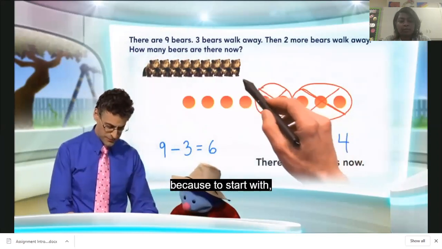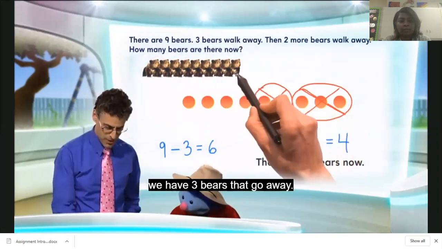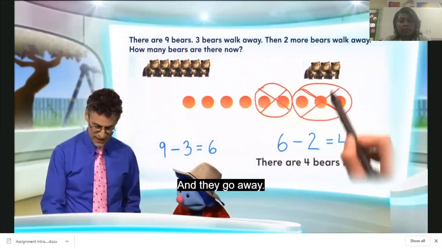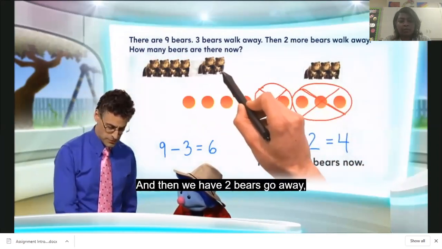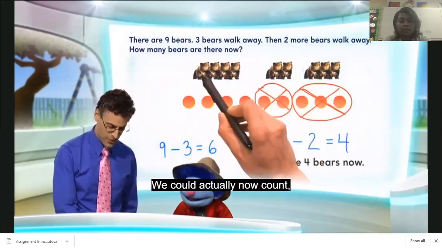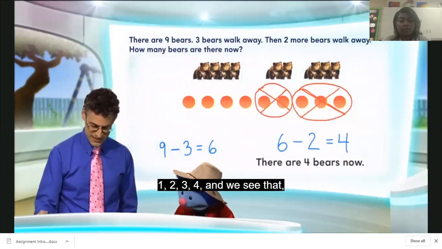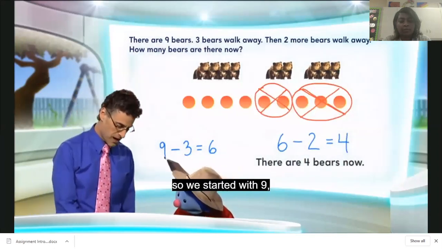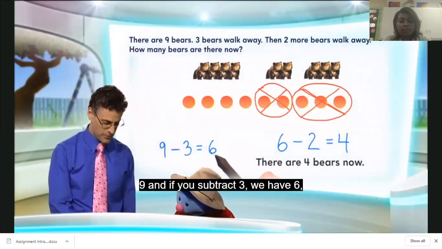Because to start with, we have 3 bears that go away. There are the 3 bears. There they go. And they go away. And then we have 2 bears go away. 2 bears go away. And so how many are left? We could actually now count 1, 2, 3, 4. And we see that, in fact, all this is correct. There are 4 bears left. So we started with 9. And if we subtract 3, we have 6.